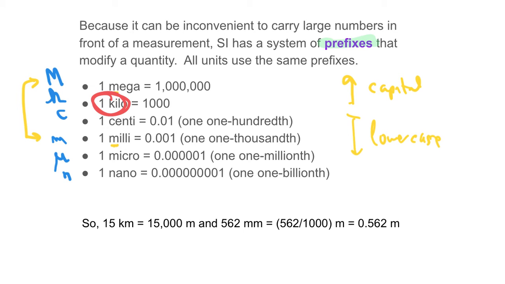So we can see here that 15 kilometers, or kilometer if you prefer, is 15 times 1,000 meters, so it's 15,000 meters. And 562 millimeters is 562 times 1/1000th of a meter, so it's 0.562 meters. Again, a use of the metric system that's convenient is that these prefixes work for anything. So just like 1 kilogram is 1,000 grams and 1 kilometer is 1,000 meters, a nanosecond would be 1 billionth of a second, just like a nanometer is 1 billionth of a meter. In other words, you don't have to learn different conversion factors for all the different things.